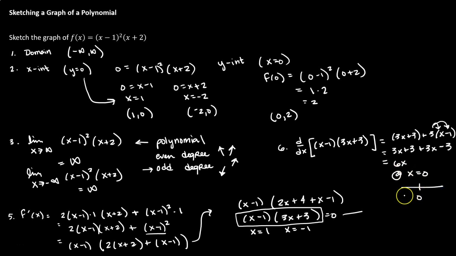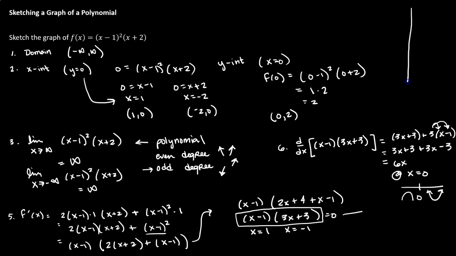To the left of 0, our second derivative is 6 times x. To the left of 0, x is negative, so we have concave down. To the right of 0, x is positive, so 6 times x would be positive, so we have concave up. Using all of this information we can now sketch our function.